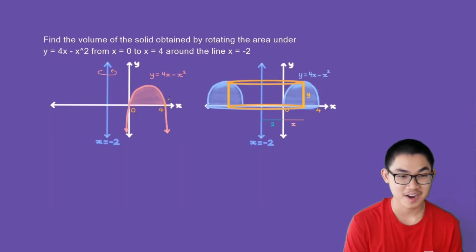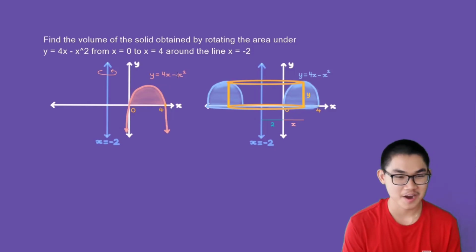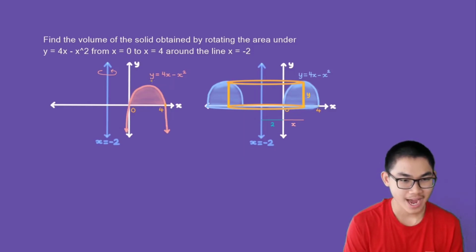How about this problem? So we have a similar problem. This time we have y is equal to 4x minus x to the power of 2. So it's a parabola right here. And what we're going to do is rotate the area between 0 and 4 around x equals negative 2. So once we rotate it around this axis, we're going to have this 3-dimensional object.